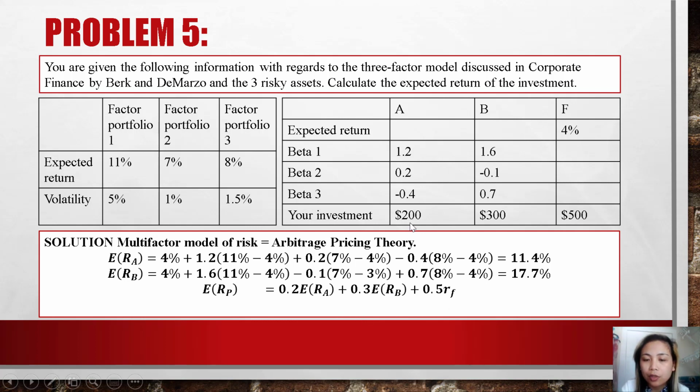Because we invest $200 in A, $300 in B, and $500 in F, the total is 1,000. So we invested 20% in A, 30% in B, and 50% in F. In decimal representation, we got 0.2, 0.3, and 0.5. And from here, we got the expected return of the portfolio is 9.59%. So the expected return of this investment is 9.59%.